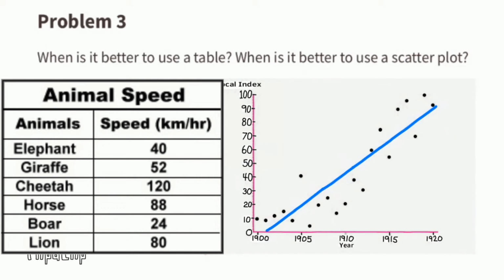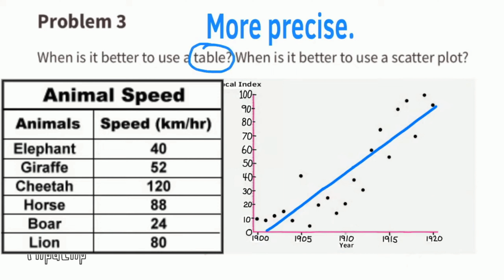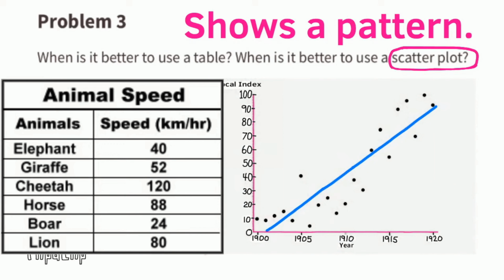Problem number 3. When is it better to use a table? I find it better to use a table when you want to see precise information. And the second question for problem number 3 is, when is it better to use a scatter plot? I like to use scatter plots when I'm looking to see if there's a pattern or maybe if there's no pattern. So let's look at this scatter plot. You can see that there's kind of a pattern. The dots are hovering along that line. They're very close to that line, and that shows a pattern.